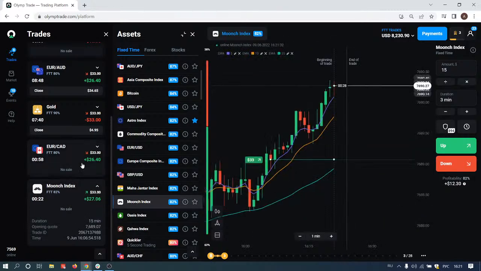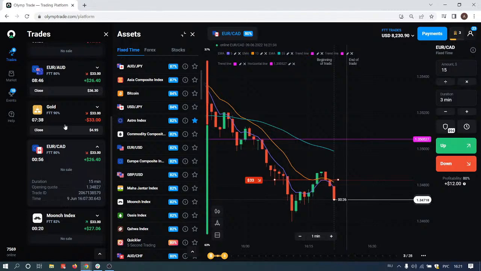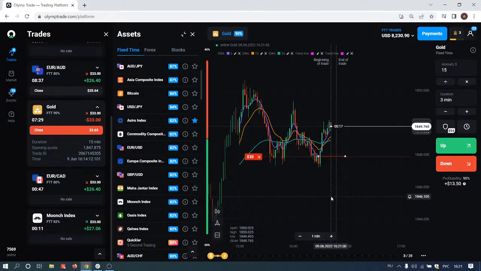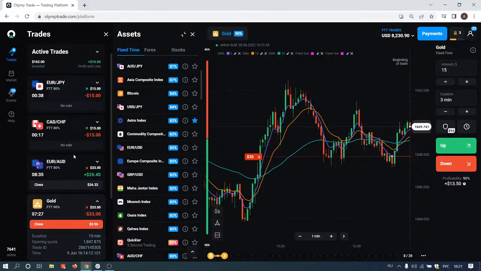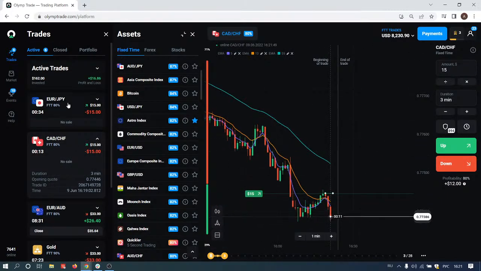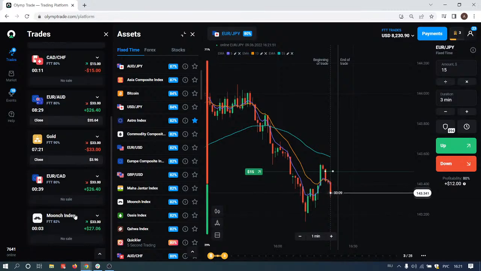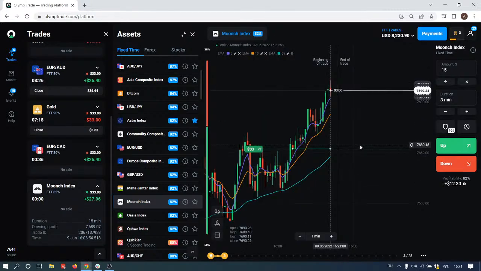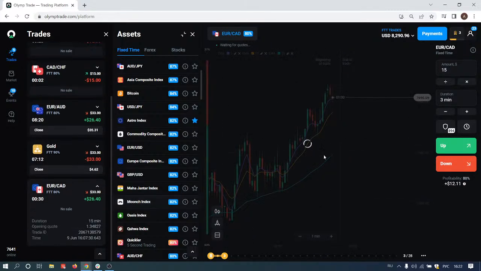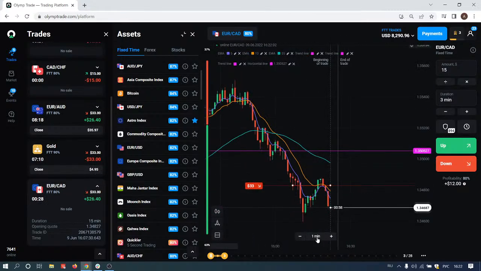So yes, well, I think I was so close to canceling this trade accidentally, but luckily everything went fine. So gold, we will see. So Munch index closes with a profit. The euro against the Canadian dollar closes with a profit.